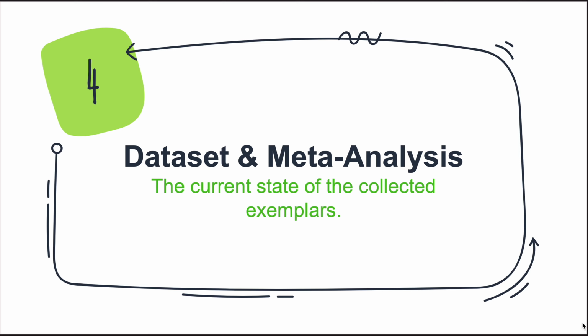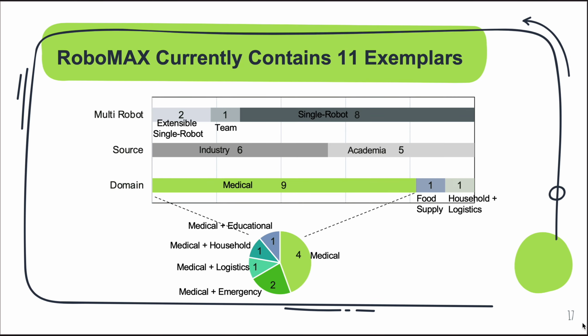Let's see the current state of RoboMAX. We have 11 exemplars. 6 of them are collected from industry and 5 of them from academia. These 11 exemplars consist of 8 single robot scenarios, 1 with a team of robots, and 2 with single robots that could be also extended to multi-robot cases. The domains we have tackled so far are medical, food supply, household, and logistics. Some of the medical scenarios overlap with other domains, as the pie chart shows, which are educational, household, logistics, and emergency.